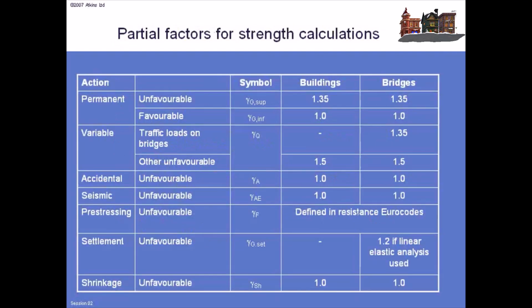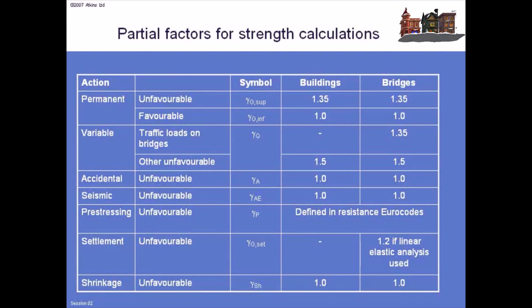These are the partial factors, which are the default, the recommended values. The UK tweaks them slightly, but generally the variable actions are exactly as here. Traffic has a gamma factor of 1.35. All other variable actions, temperature and wind, have a gamma factor of 1.5.